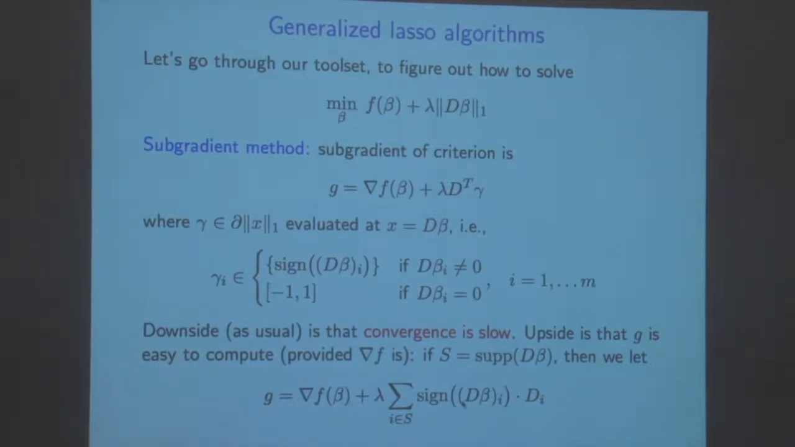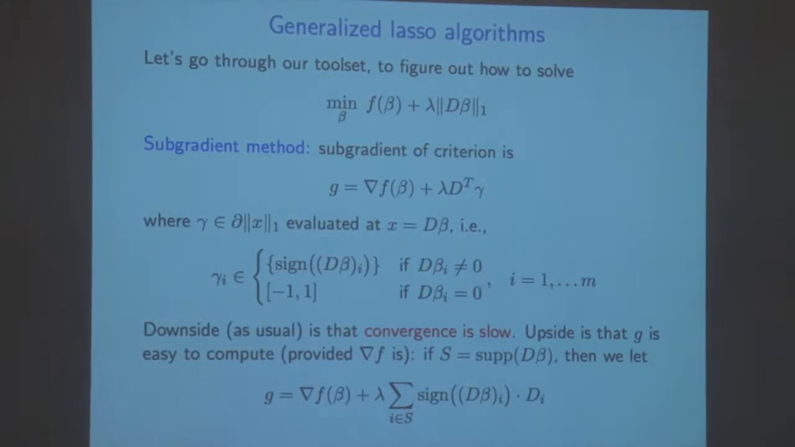That's the upside. I can perform iterations in a cheap way, which is pretty much always true with the subgradient method with a few exceptions. The downside is that convergence is slow. And again, that's normal, right? This is the slowest algorithm that we have to converge. So, it could be a pretty big disadvantage.